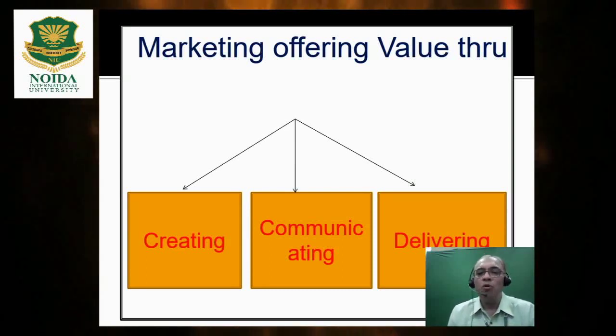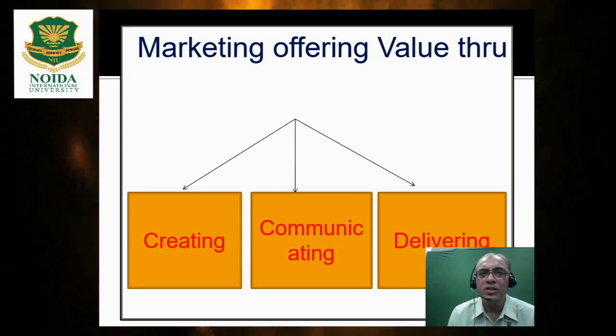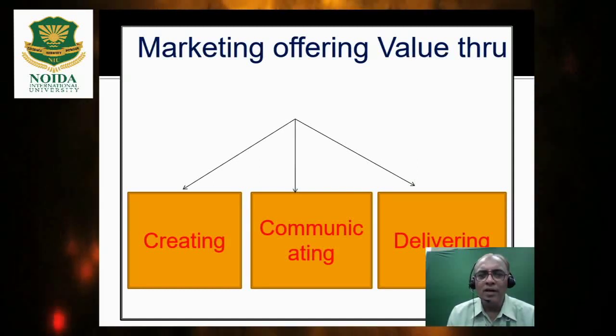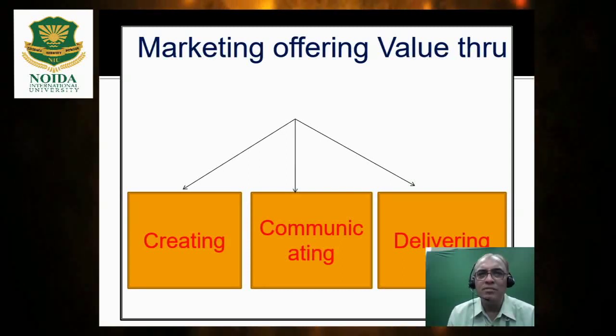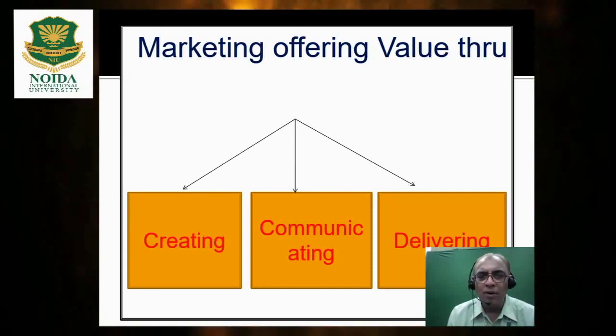And finally, it is also important for companies to be able to deliver the products which have been ordered by the customers. Delivering is important because there could be an instance wherein the customer has placed an order, but you have not been able to deliver on time, and that causes a lot of dissatisfaction at the customer's level. Right. So in order to avoid that, I should be delivering the right set of products to the right set of customers at the right time. So marketing is all about creating, communicating, and delivering value proposition to your customers.